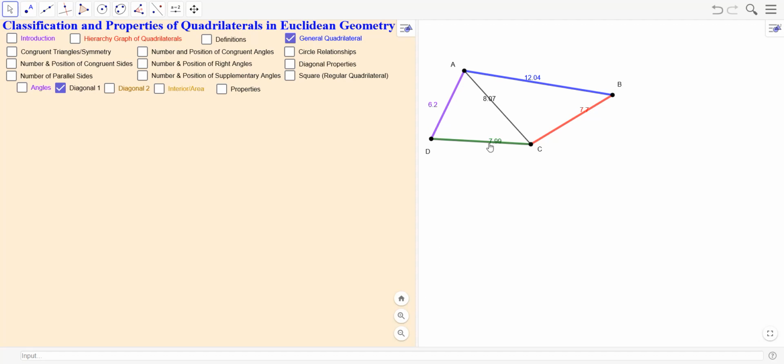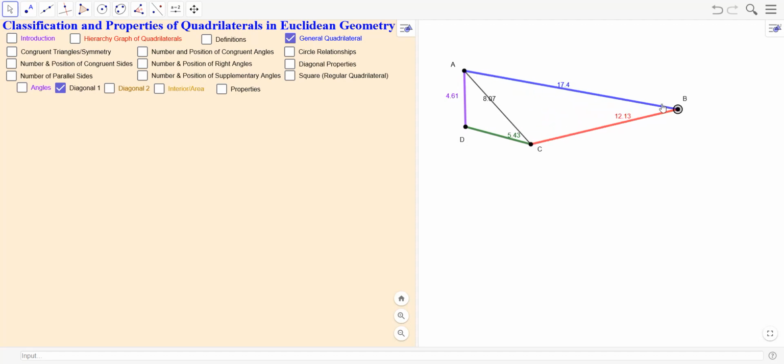So one thing that might be interesting is if these triangles had some particular property. Like, for example, what if these two triangles were congruent to each other, which they clearly are not at the moment, but maybe we could make them congruent. Let's see. It's going to be kind of hard to do here, just doing it like this, but let's suppose we could make them congruent. Wouldn't that be an interesting thing? So I have this by number and position of congruent sides.